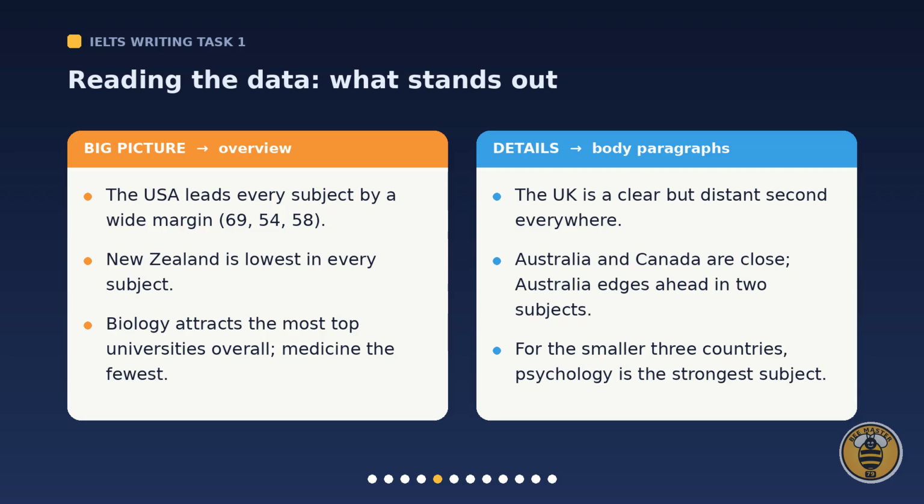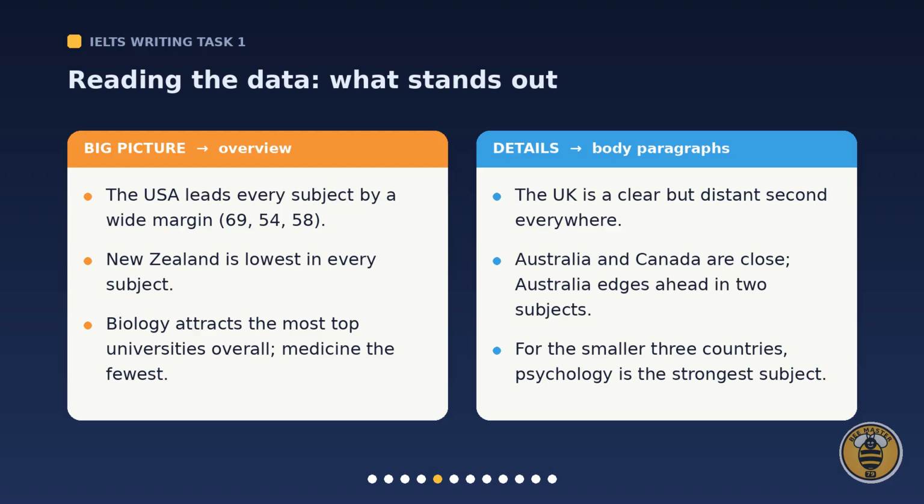Now let us find what stands out. On the amber side, the big picture features that belong in the overview. The USA leads every subject by a wide margin. New Zealand is the lowest everywhere, and biology attracts the most top universities overall, while medicine has the fewest.